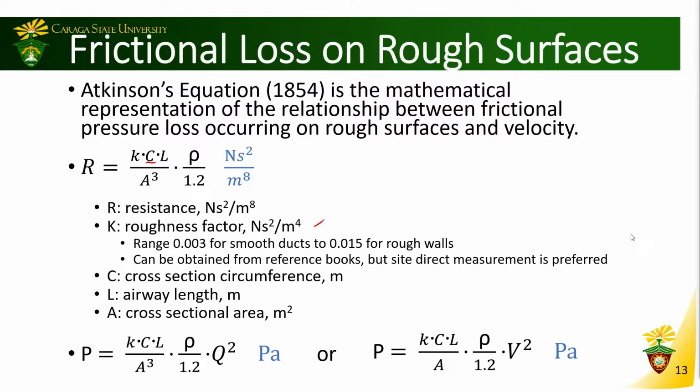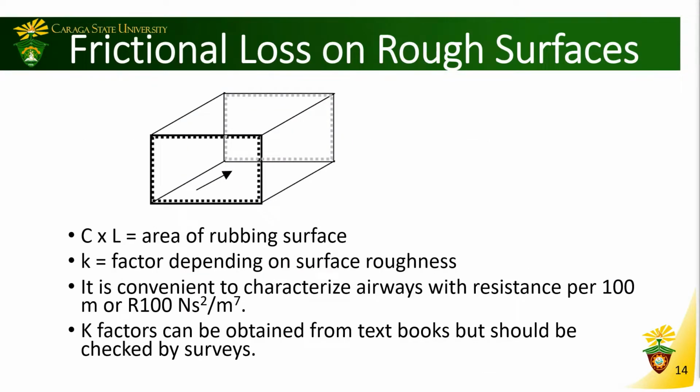What is the importance of this Atkinson's equation? Okay, so for example, we have a duct, a rectangular duct. Then we could characterize the parameter C times L as the area of the rubbing surface. So this would be the circumference times the length of the duct, no?